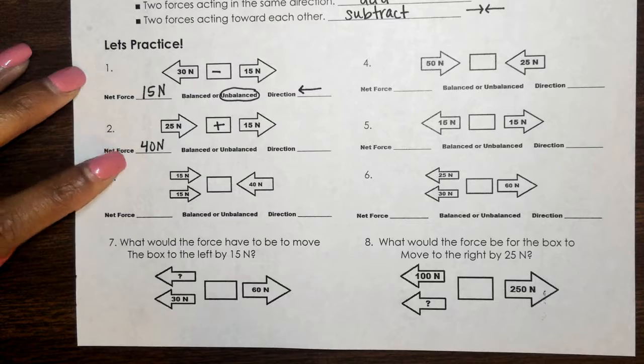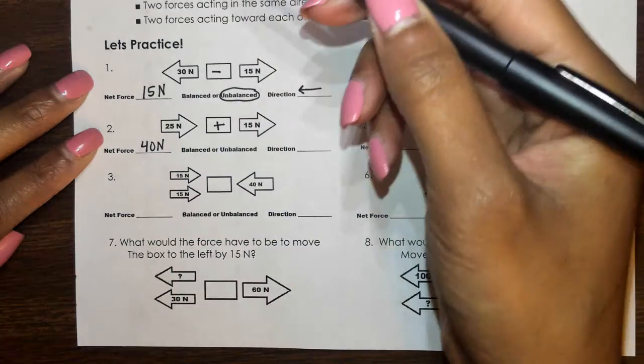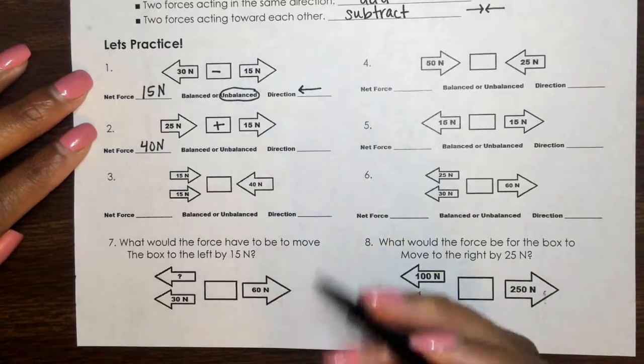This is not a balanced force because the net force is greater than 0. And if you forgot, please refer back to the top of the handout. This is going to be unbalanced, and it is going to move to the right.